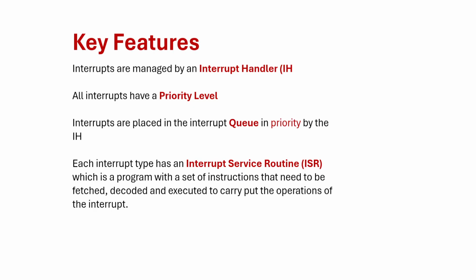So what are the key features, things that you need to know? Well, interrupts are managed by something called an interrupt handler. And every interrupt has a priority level. Then interrupts are placed in the interrupt queue, so we need to remember there is something called a queue, and they're put there in priority according to the priority level. Then every interrupt itself has an interrupt service routine, and that's simply a program with a set of instructions that themselves need to be fetched, decoded and executed to do whatever needs to be done for that interrupt.